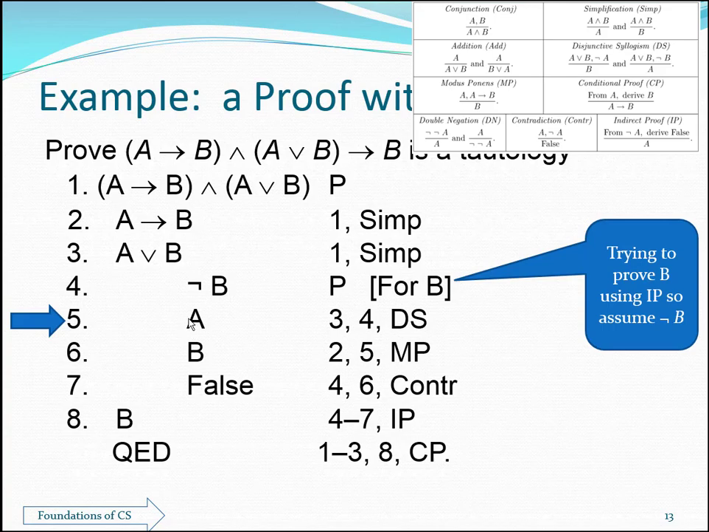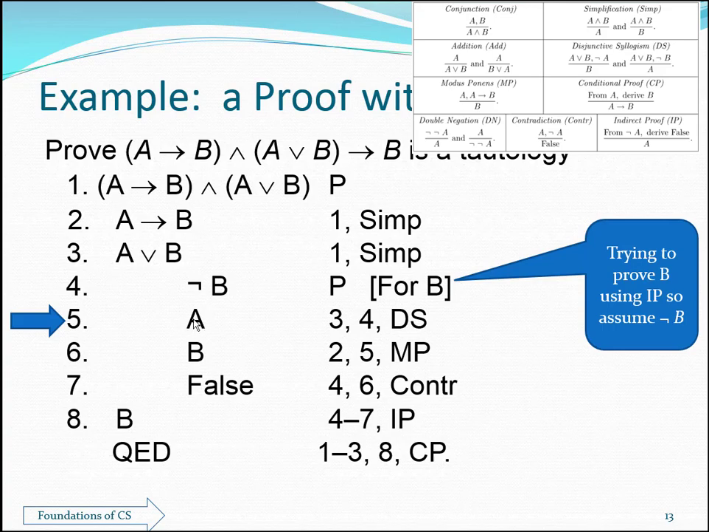So here's line 5. Well, I can definitely figure out A. If I assume not B, then I can take the A or B and combine that with the not B and my DS rule, right? And so now I have that A is true just in my subproof here, right?